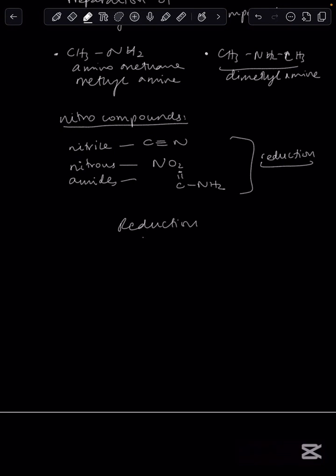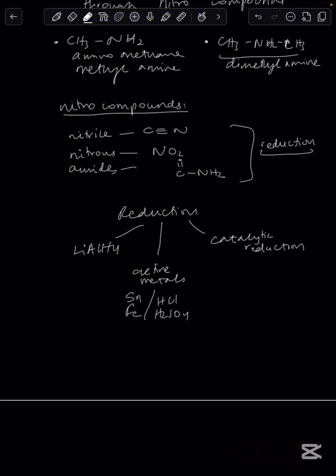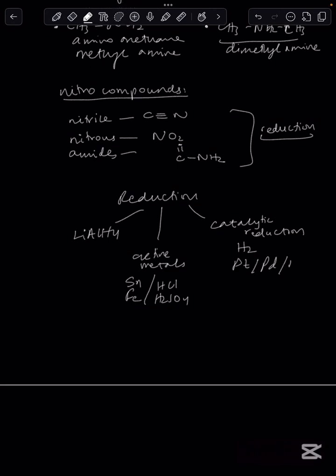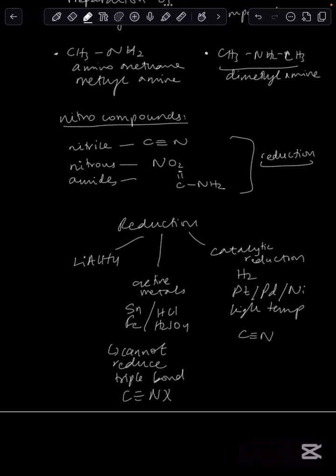How will the reduction occur? Either through lithium aluminum hydride, or through catalytic reduction, or through active metals. Active metals like Sn, Fe use HCl or H2SO4, which are strong acids, and the catalytic reactions use hydrogen in the presence of Pd, Pt or nickel, and they use high temperatures. Active metals cannot reduce triple bonds, so they will not reduce C triple bond N. But these catalysts can reduce the C triple bond N. Lithium aluminum hydride can reduce all, but due to economic reasons we only use it for amides.